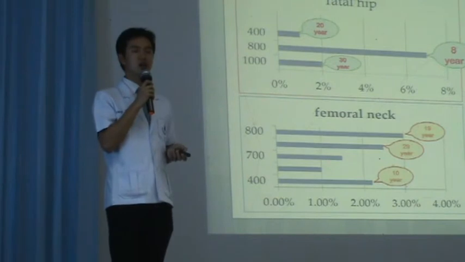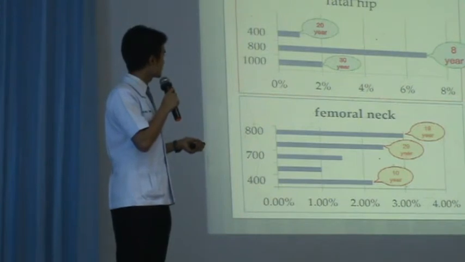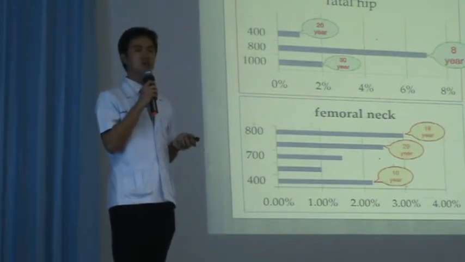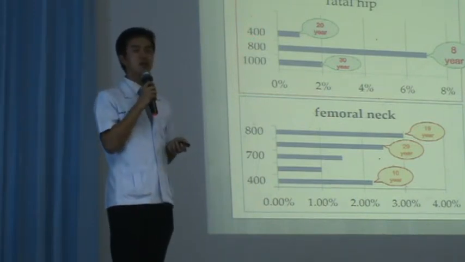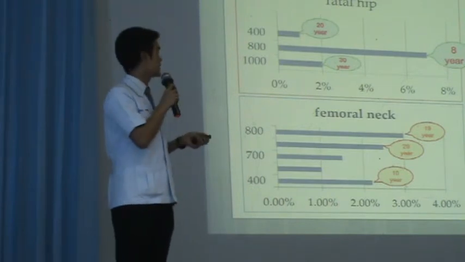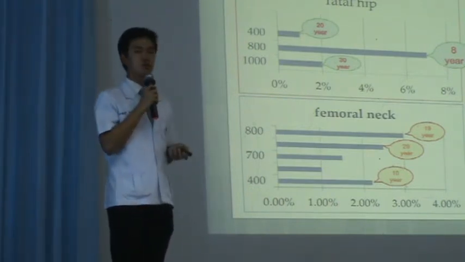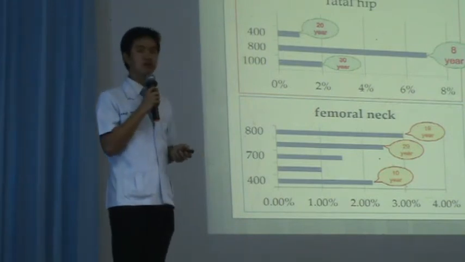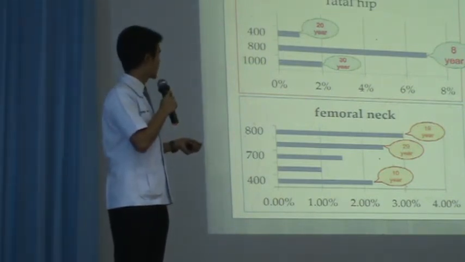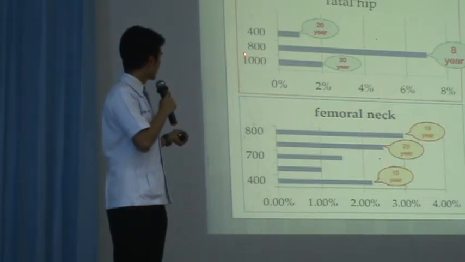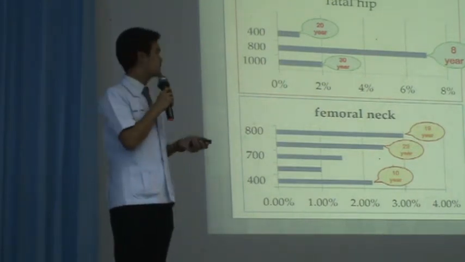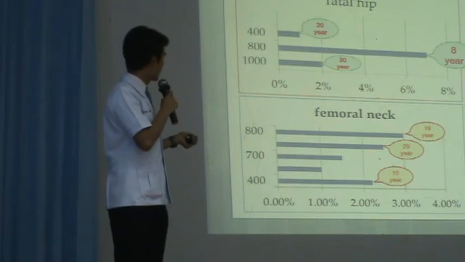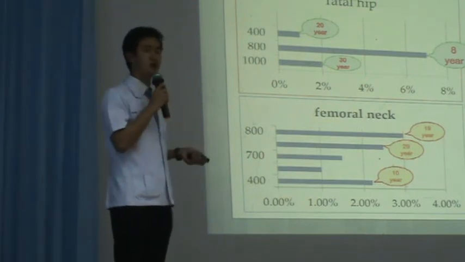This graph reveals patients who used vitamin D in amounts of 400 to 1000 IU per day. Bone mineral density increased in the hip bone, femoral neck, or total body, and age affected treatment. For example, a patient 80 years old who used 800 IU per day can increase bone mineral density more than a patient 30 years old who uses vitamin D 1000 IU per day.